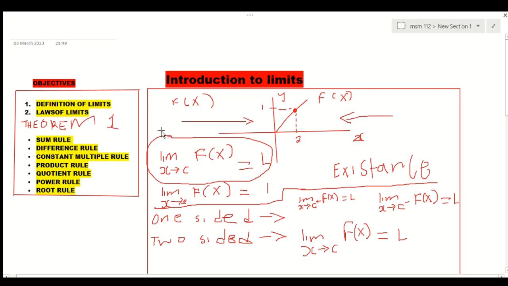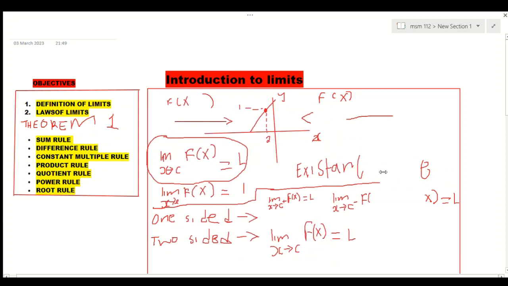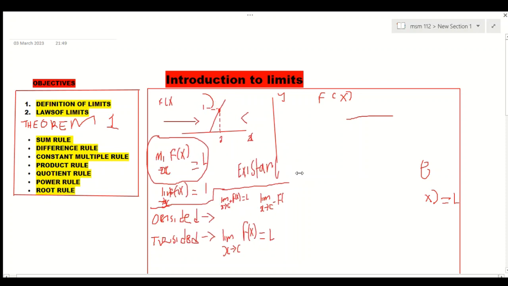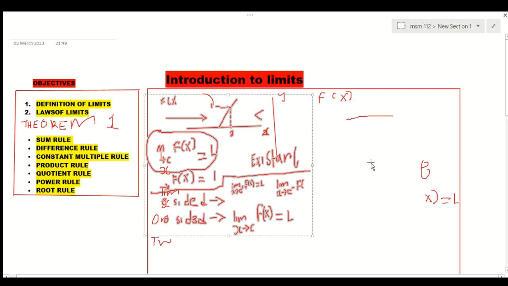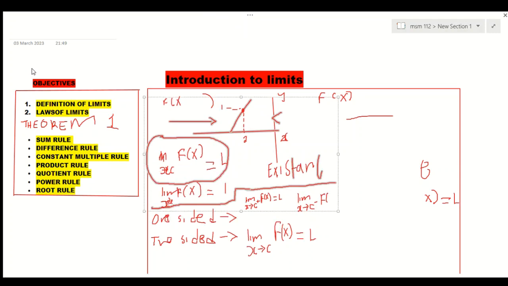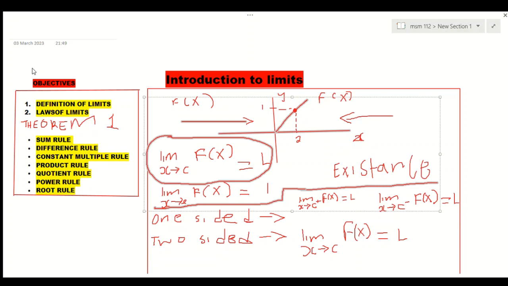If I reduce this, let me reduce this. Let's do this. Okay, I didn't do it well. Let me repeat the thing. Alright.